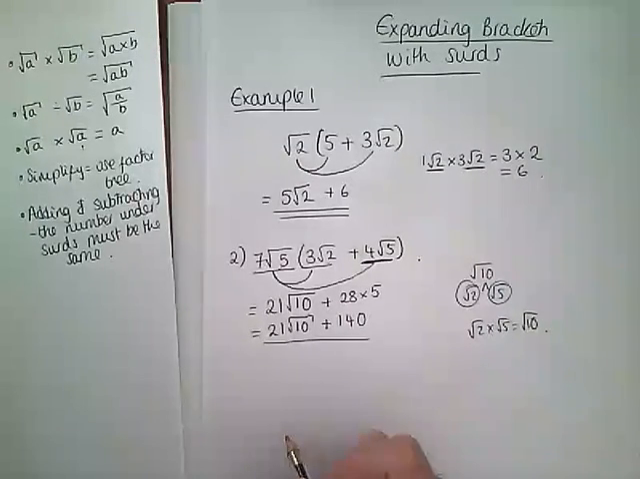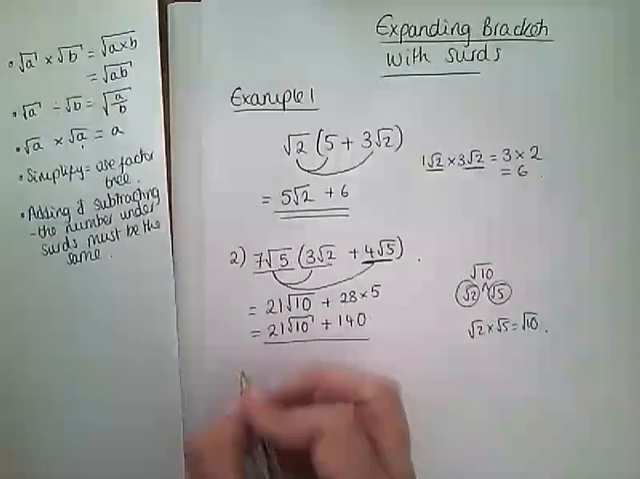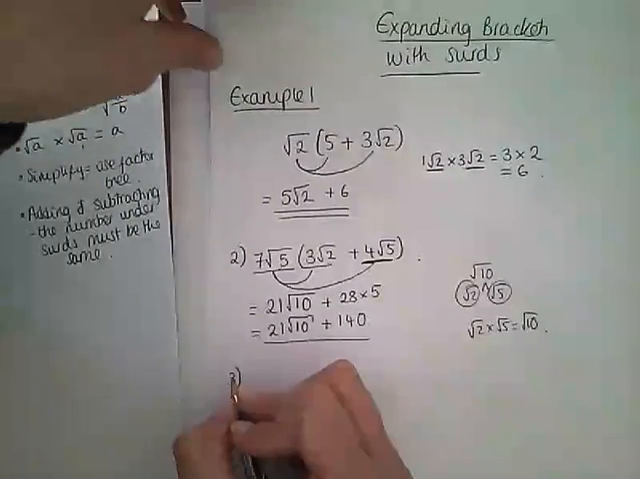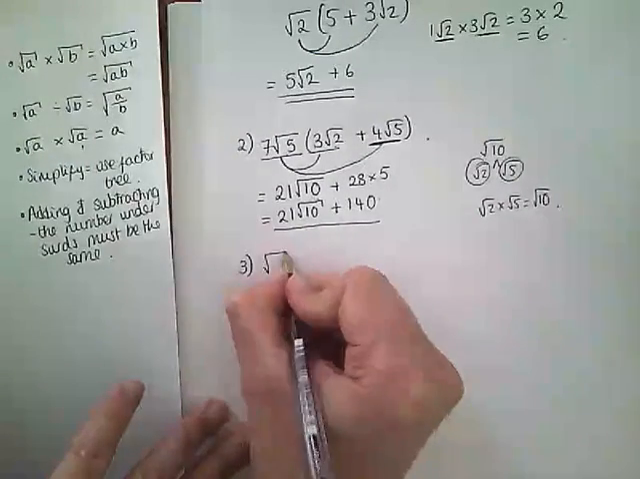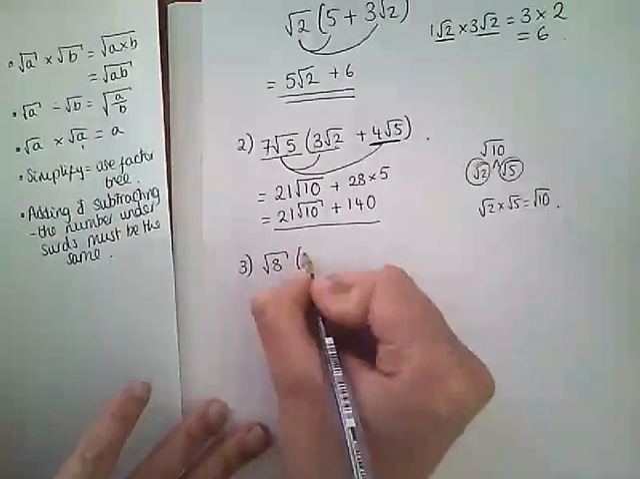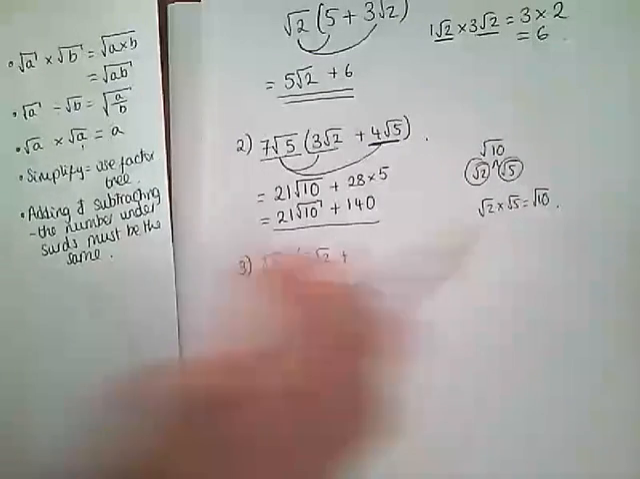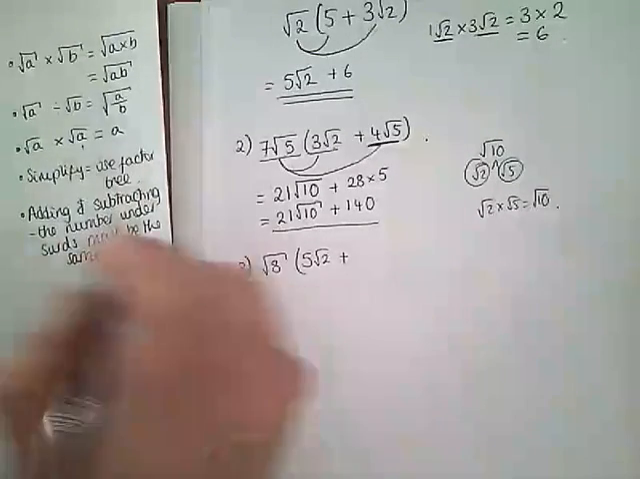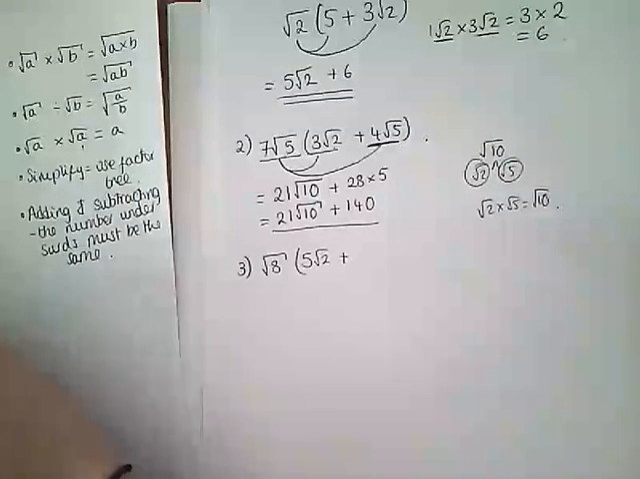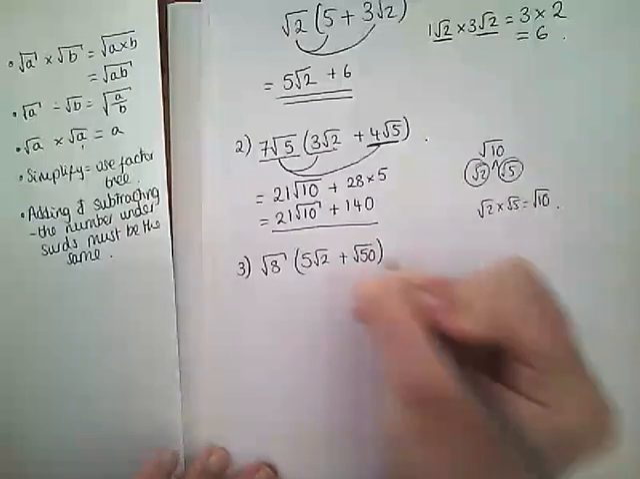Okay, right, let's do some double bracket. Let's do one more single bracket actually. Let's do a slightly more complex one. Something like root 8, 5 root 2 plus, let's think of a good one. Don't mind me, I'm just thinking of a question. Let's go for that. Okie dokie.